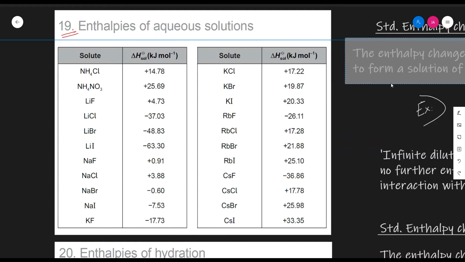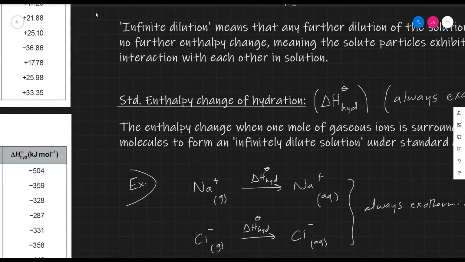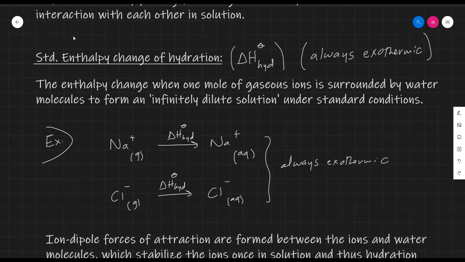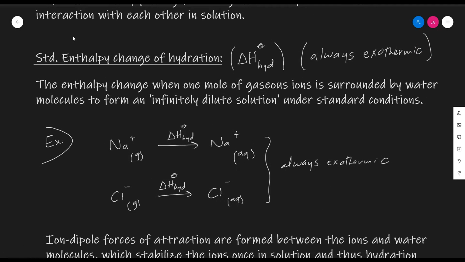A new definition that we will learn is the definition for the standard enthalpy change of hydration of ions. This definition states it's the enthalpy change when 1 mole of gaseous ions is surrounded by water molecules to form an infinitely dilute solution under standard conditions. Infinitely dilute means the exact same thing as we discussed previously. It's basically bringing a gaseous ion which has no interaction with any other particles.